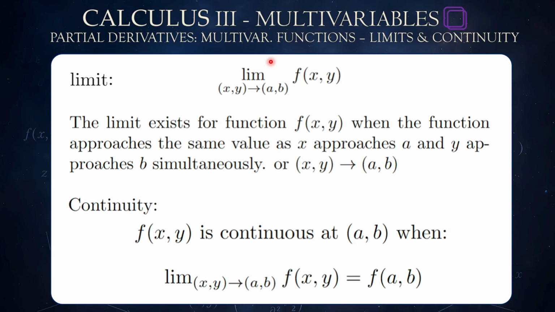Let's start at first with limits and continuity. What is the limit of a multivariable function f(x,y)? It is the limit of f(x,y) when x, y go to a, b simultaneously. So the limit exists for function f(x,y) when the function approaches the same value as x approaches a and y approaches b at the same time. Continuity: f(x,y) is continuous at (a,b) when the limit of f(x,y) as (x,y) goes to (a,b) is equal to f(a,b), which is a well-defined point.